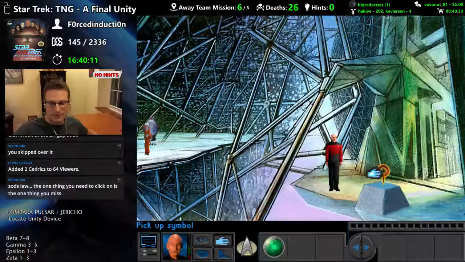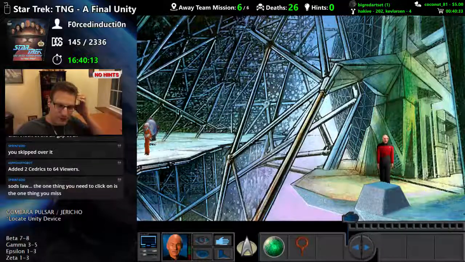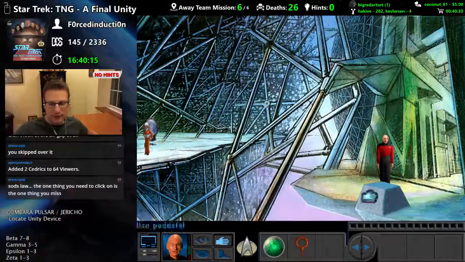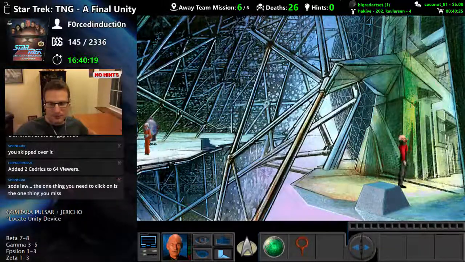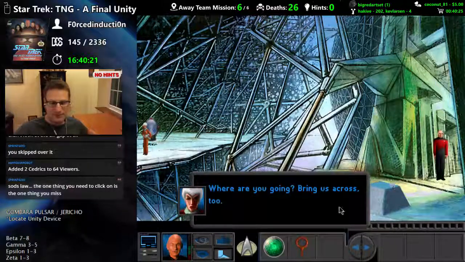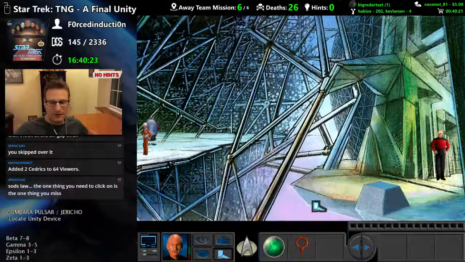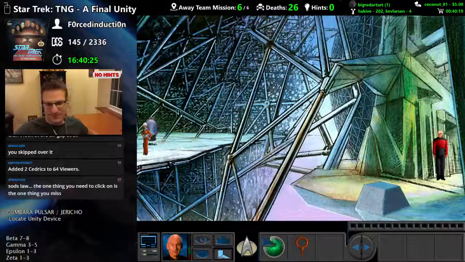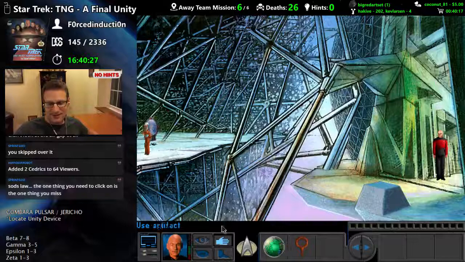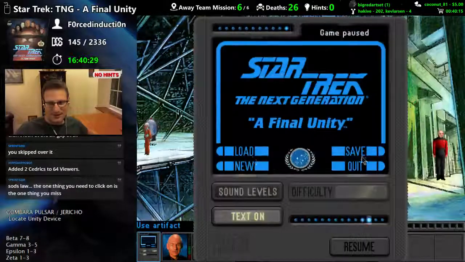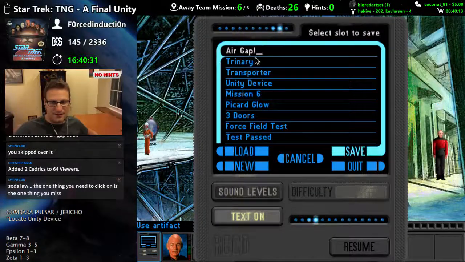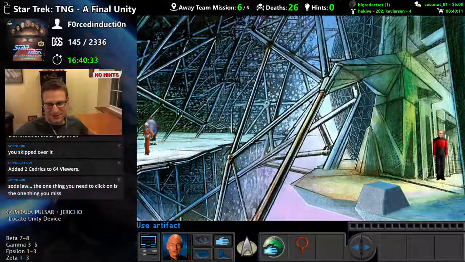Oh! There's a magical transporter. We have the key. Or symbol. And you guys are just stranded? Where are you going? Bring us across too. Never! Fine. Actually, well, this is an interesting divide.